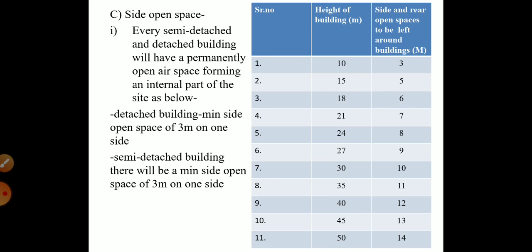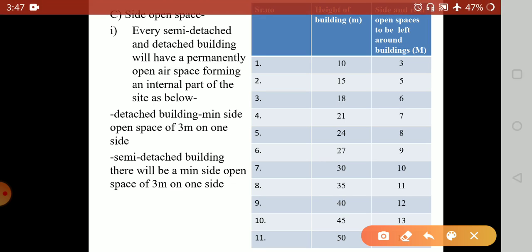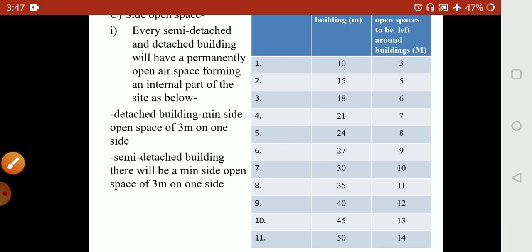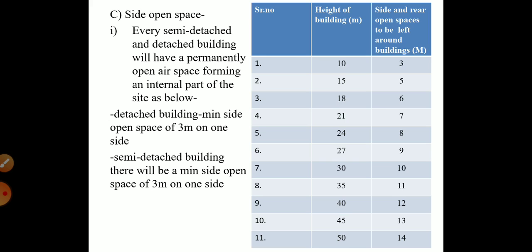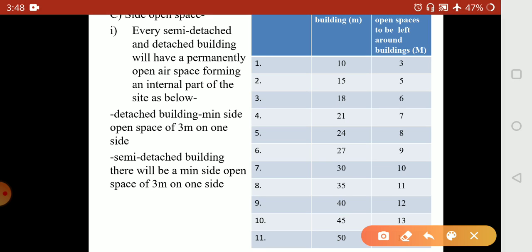For buildings of height above 10 meter, the open space, that is the side and rear, shall be as given in this table. So we can see, this is the height of the building, and this is the side and rear open space. If there is a 10-meter height of the building, then the side and rear open space should be 3 meter. If there is 15 meter, then the side and rear open space is 5 meter.